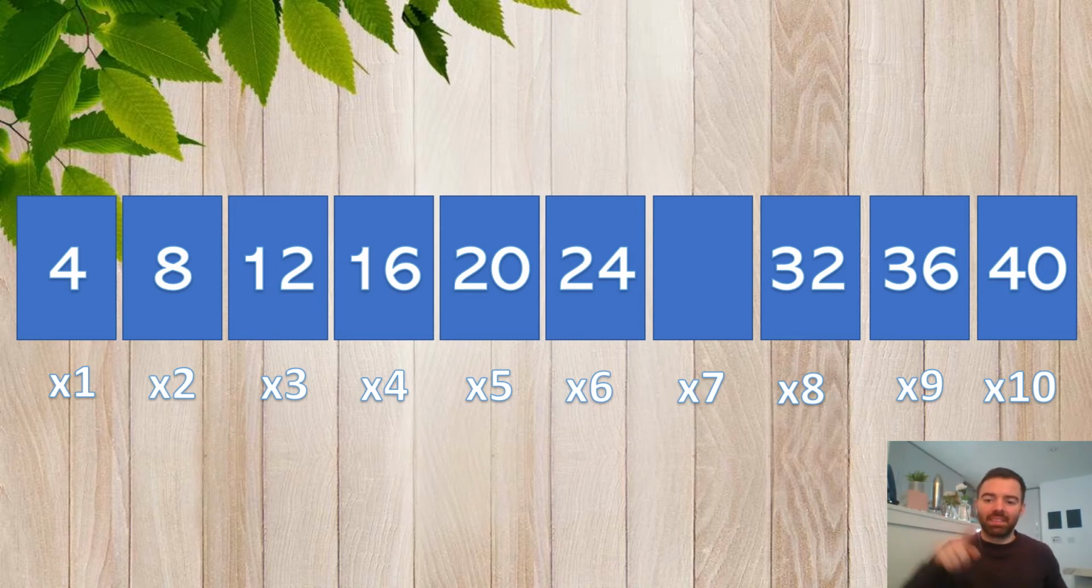Right, let's count it then from the top. 4, 8, 12, 16, 20, 24, 32, 36, 40. Back the way. 40, 36, 32, 24, 20, 16, 12, 8, 4.